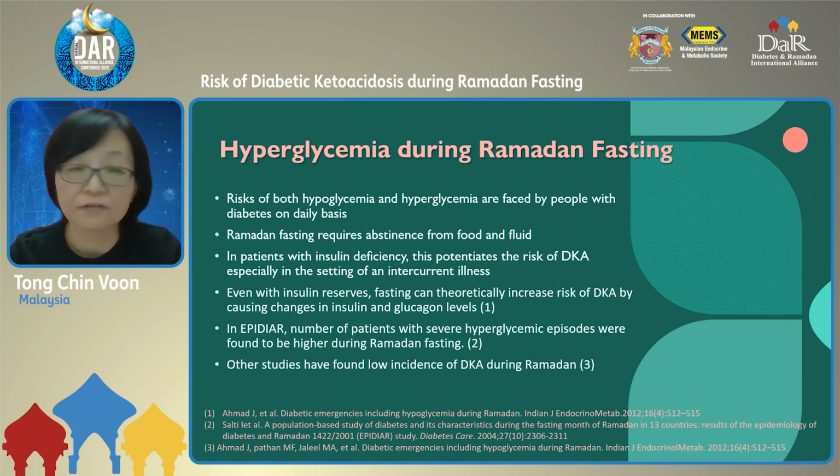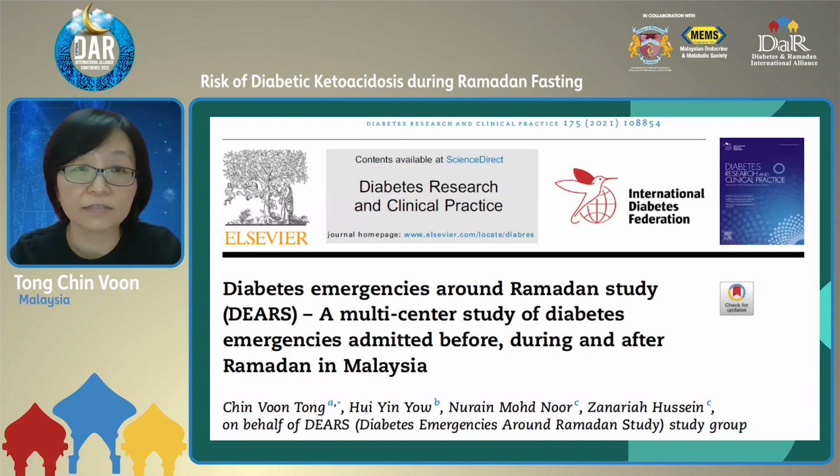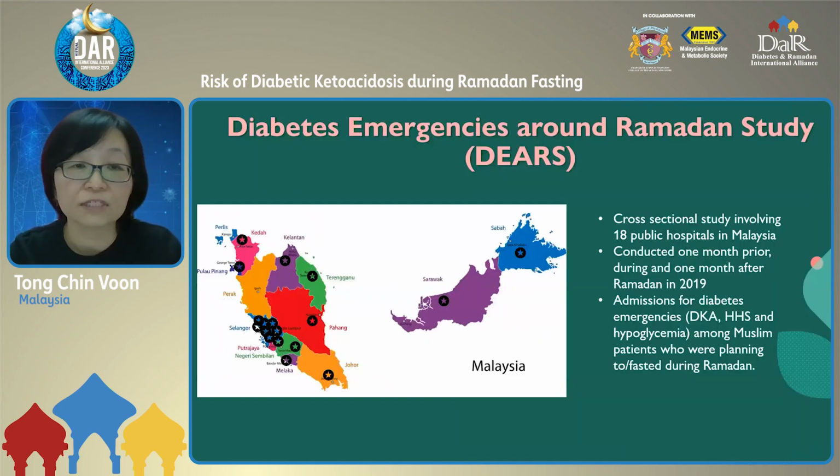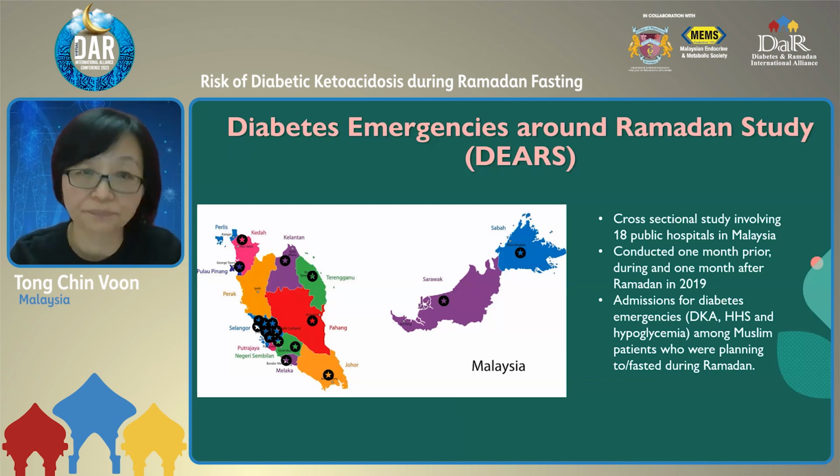With this in mind, and the fact that in Malaysia the proportion of patients fasting during Ramadan is high, we embarked on this study, which we call the Diabetes Emergencies Around Ramadan Study in 2019. This study was done across the country, involving 18 public hospitals and covering most of the states in Malaysia. We looked at patients admitted for diabetes emergencies, whether DKA, HSS, or hypoglycemia, among Muslim patients who were planning to fast, already fasting, or had already fasted during Ramadan.